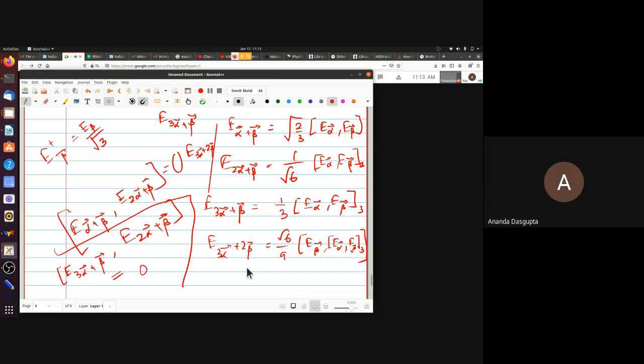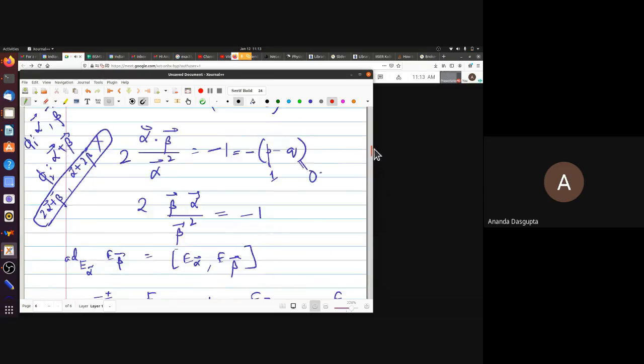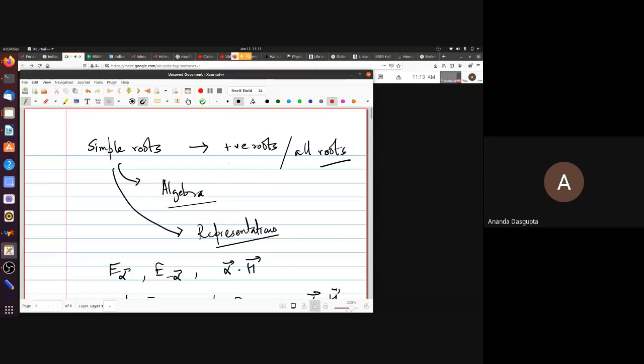So I'm not going to bother completing the calculation. Also, of course, I cannot cheat from Georgia, because Georgia has not done anything else, so I can't copy whatever he has written. Okay? So this is the second part of the program complete. That is, our program was: find all the positive roots from all roots, find the algebra from the simple roots, and then find the other irreducible representations as well from the simple roots. That's going to take me at least one more day, if not a bit more.